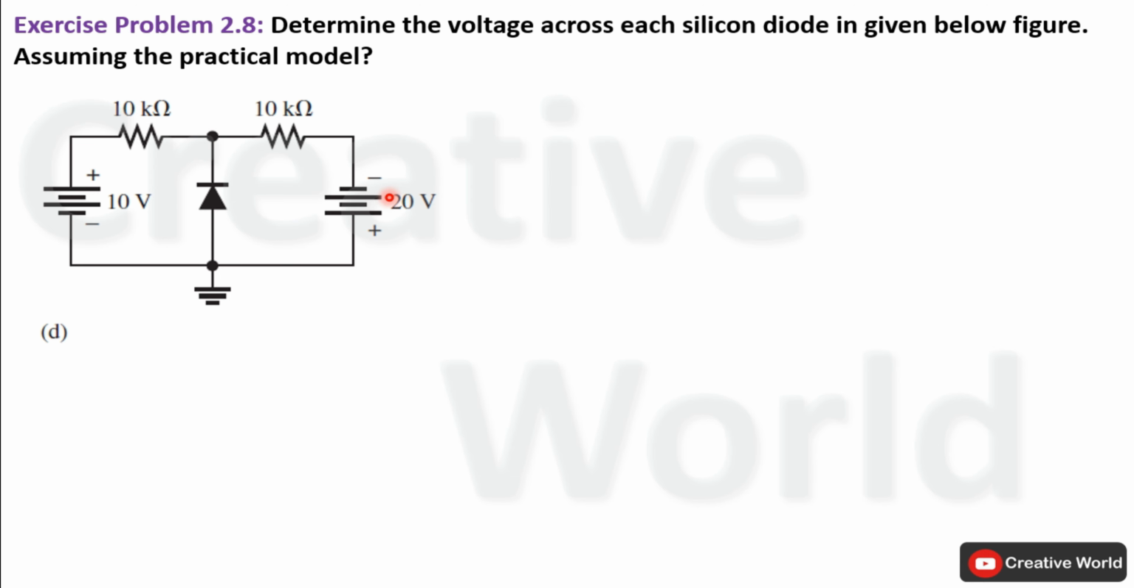And the potential difference of this voltage source is 20 volt, which is much higher than the potential barrier of a silicon based diode. So we can say that this diode will be in forward biased mode. And we know that in case of a silicon diode in forward biased mode, this diode has 0.7 volt across its terminals. So the voltage across this diode will be equal to 0.7 volt with the specified polarity.